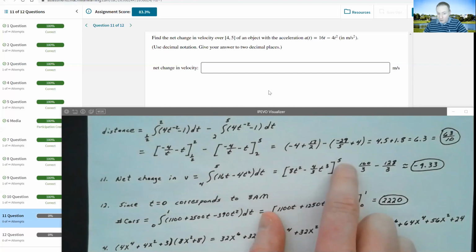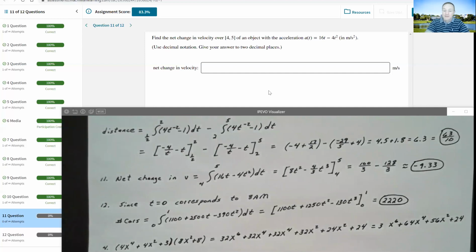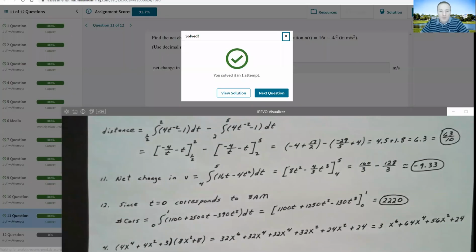If you evaluate that at 5, you'll get 100 over 3. If you evaluate that at 4, you'll get 128 over 3. Now it's upper limit minus lower limit. So in this case, I'm getting -28 over 3. And unlike the last problem, it says give your answer to 2 decimal places. So instead of leaving it as -28 over 3, I have to put -9.33 meters per second to fit what they want for their answer. We put that in and no problem.